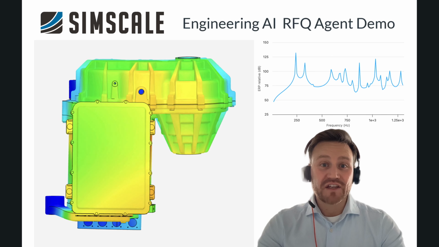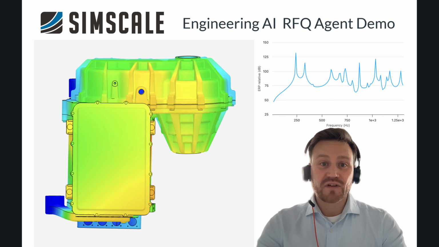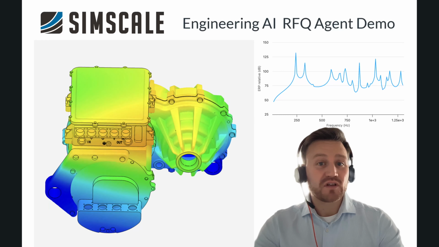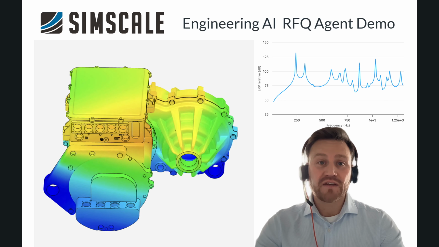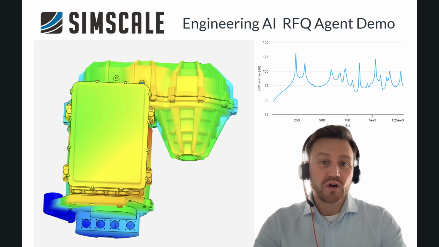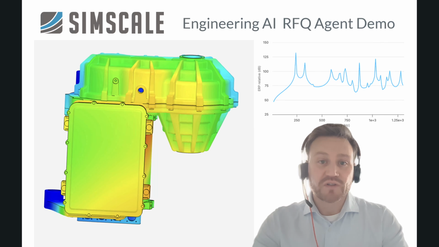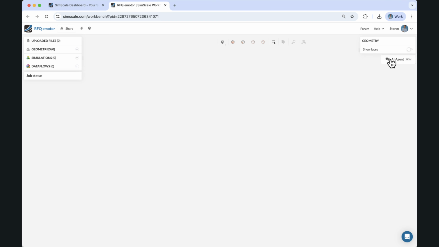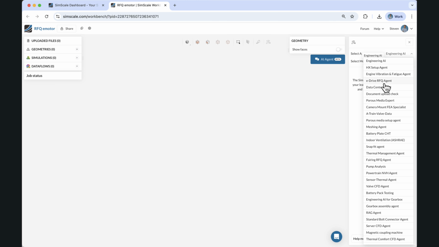The engineering AI agent in SimScale can interact directly with documents that we upload. Let's have a look at how we can evaluate the NVH and audible noise from this Gearbox assembly. Let's start a project to respond to an RFQ that we've received. We select the RFQ agent.